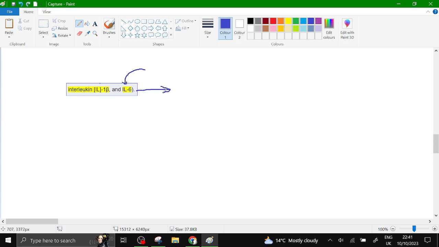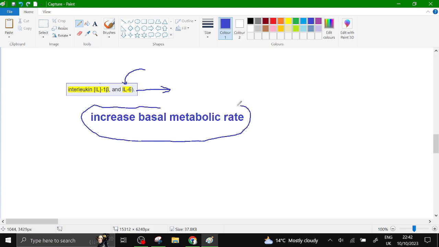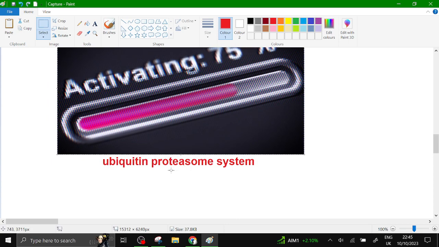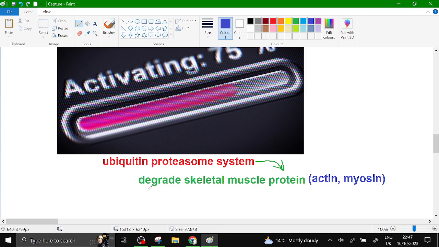Okay, now let's talk about interleukin 6 and interleukin 1. How do they cause muscle wasting? They increase basal metabolic rate. How do they do that? By activating the system called the ubiquitin-proteasome system. In simple words, if you do not want to hear the details, they degrade skeletal muscle proteins. For example, actin and myosin. These are some of the muscle proteins that are broken down by this system.